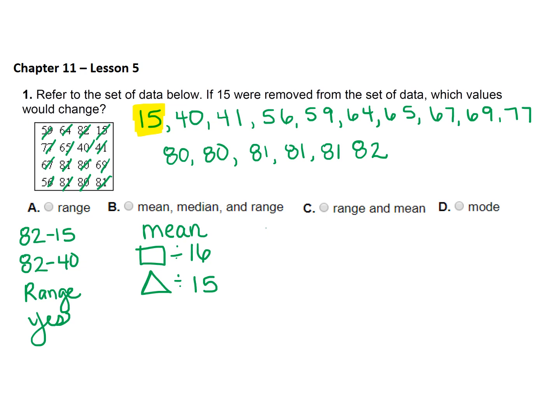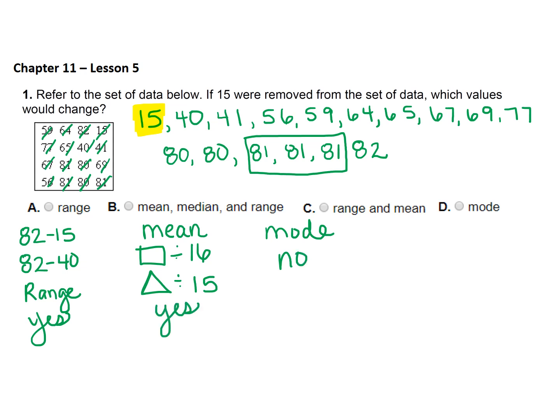Now, the mode is the most often occurring number, and the most often occurring number is 81, and that would be true if 15 was in or out. So that's a no. Mean is a yes.